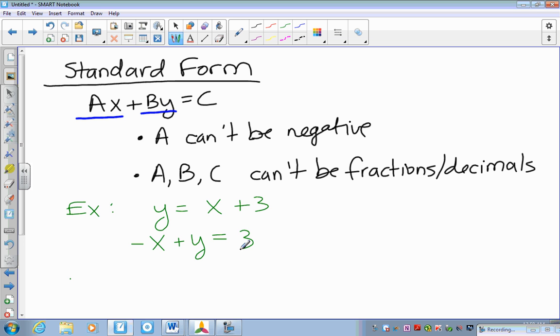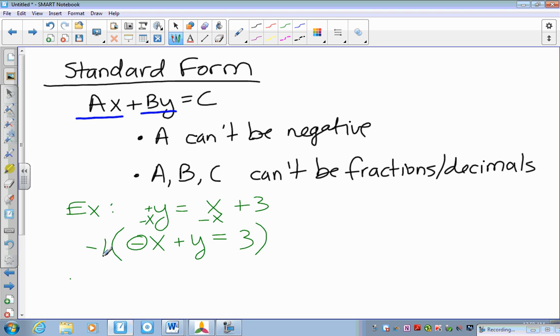But just in case you didn't see that, what I did was minus x, but this is a plus y in front here, so that's how I got minus x plus y. Well, if you notice, now we're breaking a rule. We're breaking the rule that this coefficient can't be negative. So to get rid of that negative, we're going to multiply the entire equation by -1.